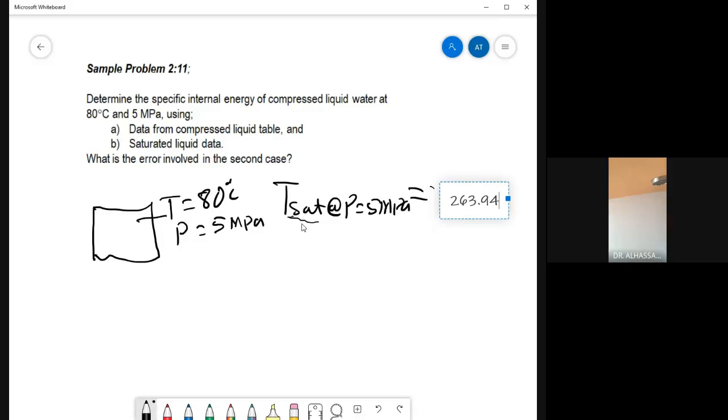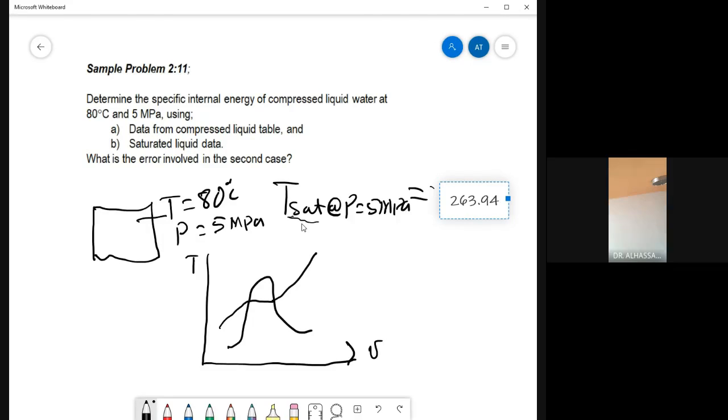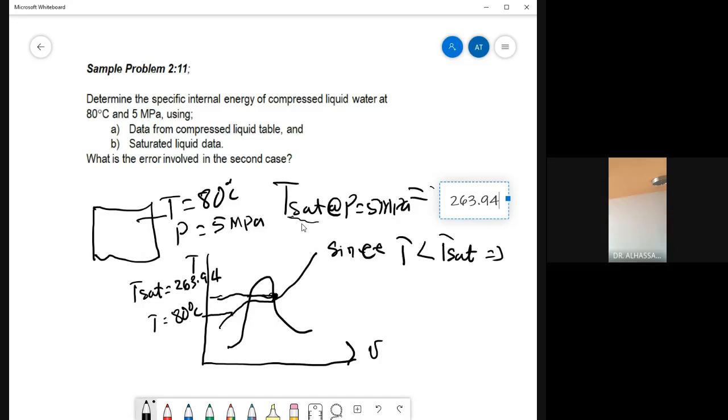Because if we draw, let's say, the TV diagram, we have a situation like this. This is the constant pressure line, and T saturation corresponds to this state. So this is our T saturation, which equals 263.94 degrees Celsius. The given temperature is over here, so T equals 80 degrees Celsius. So we say that since T is less than T saturation, it implies the fluid is in the compressed liquid state.